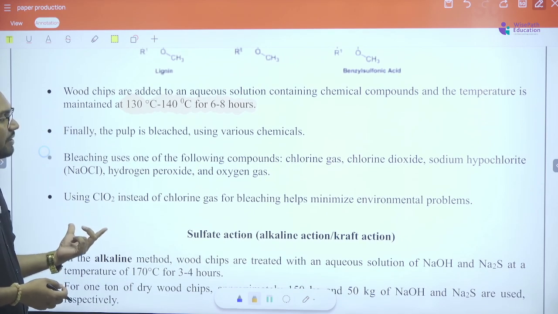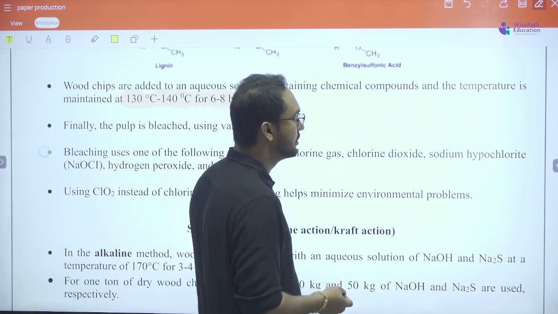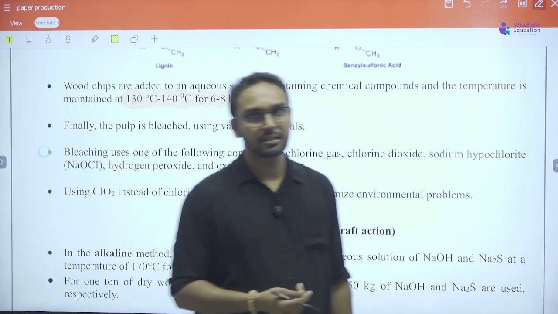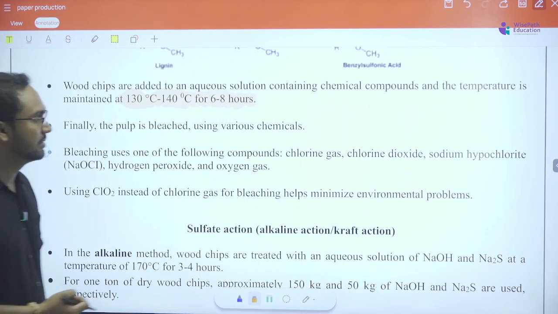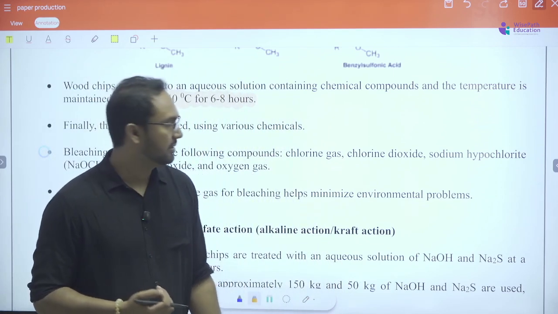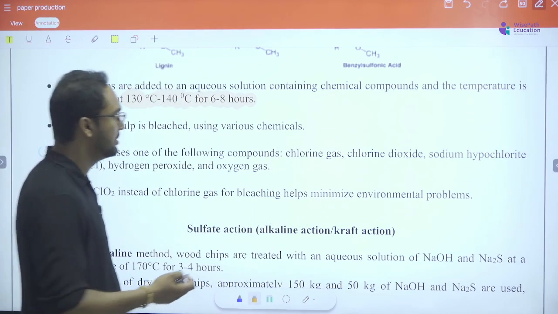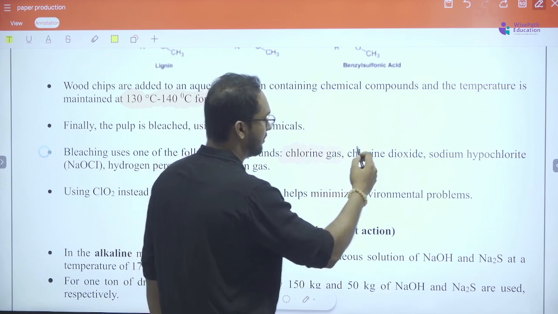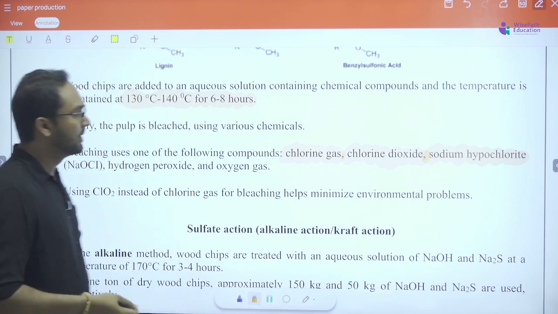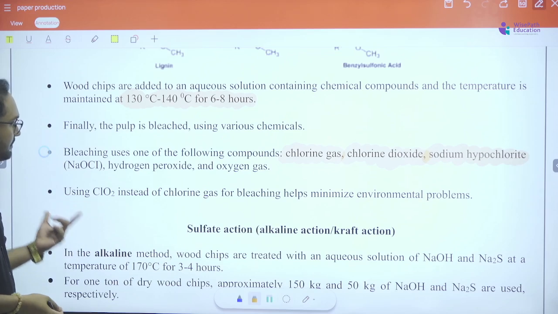Bleaching uses one of the following compounds: chlorine gas, chlorine dioxide and sodium hypochlorite. Chlorine dioxide is the best bleach because it doesn't harm the environment. All the others could harm the environment. But so far these three bleaching compounds can be used in the bleaching step. So what are the things that we use to bleach? Chlorine gas, chlorine dioxide and sodium hypochlorite.